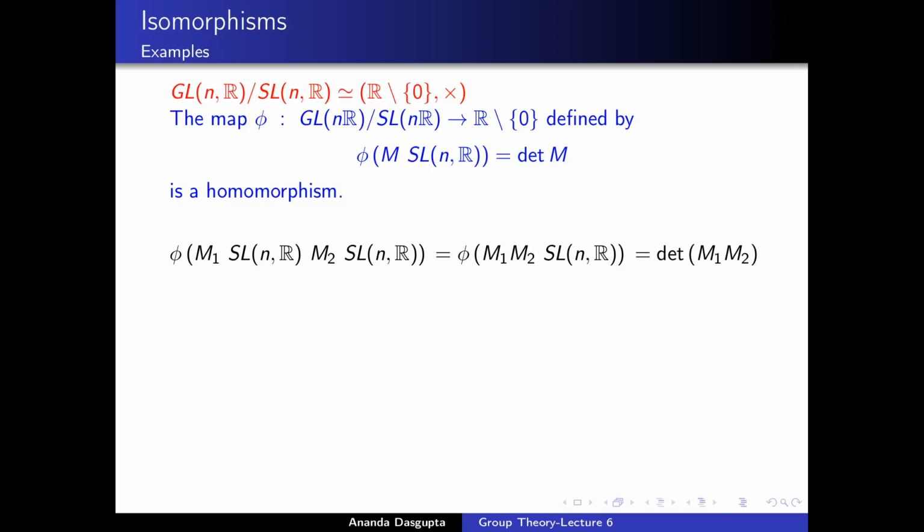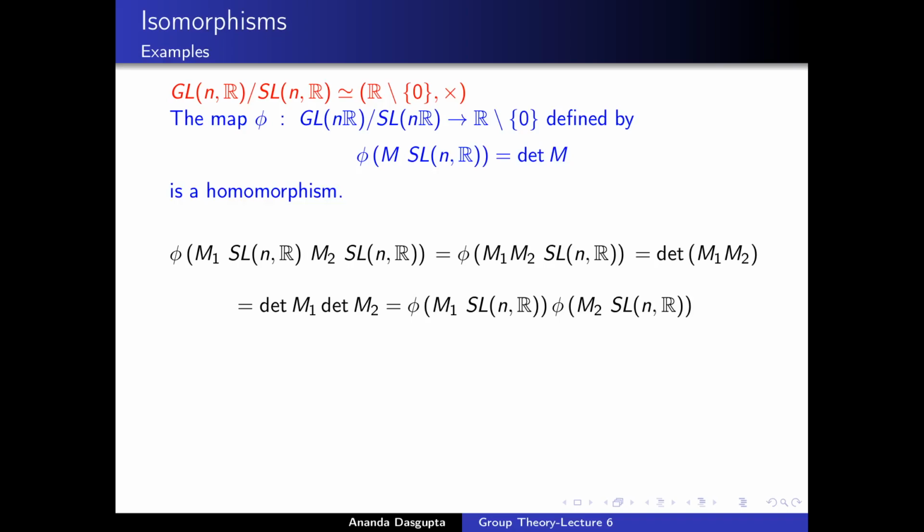And now elementary matrix algebra takes over. Det M1 M2 is nothing but det M1 times det M2. And det M1 is phi of M1 SLNR, and det M2 is phi of M2 SLNR. So what we have shown is that this map preserves the group structure. You can multiply the cosets first and then apply phi, or you can apply phi first and then multiply the numbers, and you get the same result.